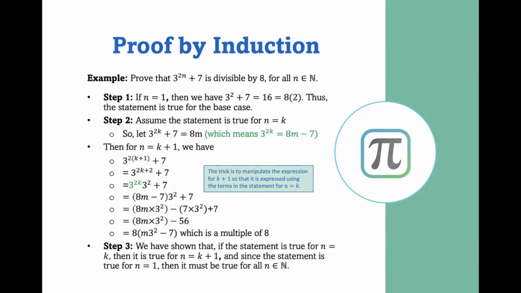So to conclude, we have shown that if the statement is true for n equal to k, then it is also true for n equal to k plus 1, because we found a result which shows that it is divisible by 8. And since the statement is true for n equal to 1, then it must be true for all the natural numbers. Because if k were equal to 1, n would be equal to 1 plus 1, which would be 2. Whereas if k was equal to 2, then n would be equal to 3, and so on.